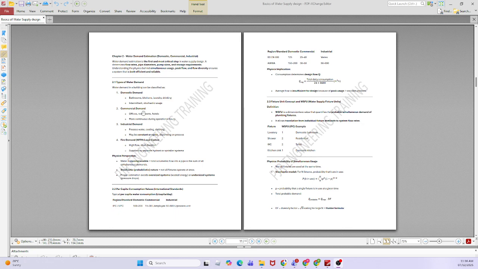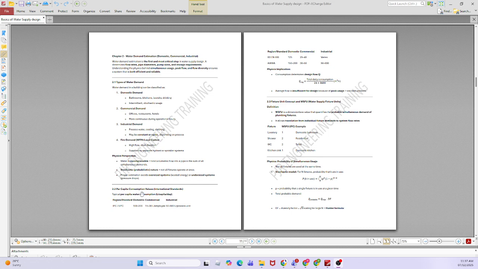stochastic usage. Commercial demand, such as offices, restaurants, hotels, is more continuous during operational hours. So for commercial application, you have domestic application, industrial application, then fire demand application. From a physics perspective, water is incompressible. Total volumetric flow into a pipe is the sum of all simultaneous demands. Not all fixtures operate at once, so this is a probabilistic nature, right?